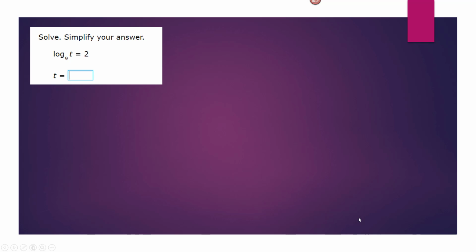So let's take a look at our first example. Here we have log base 9 of t is equal to 2. So our base is 9. We're going to raise that to the second power, and it's going to be equal to t. And so in this example, we get t is equal to 81.